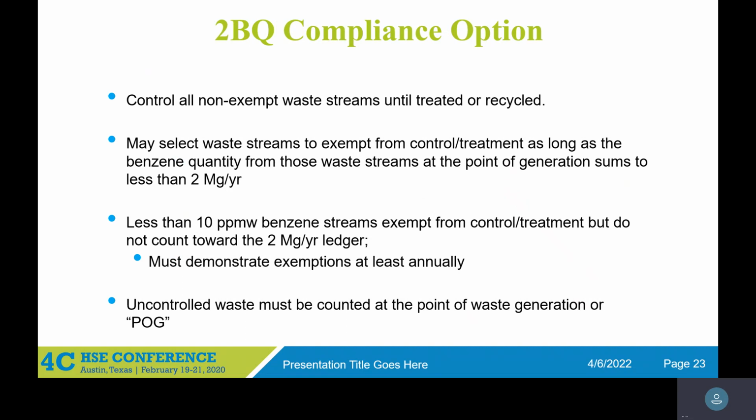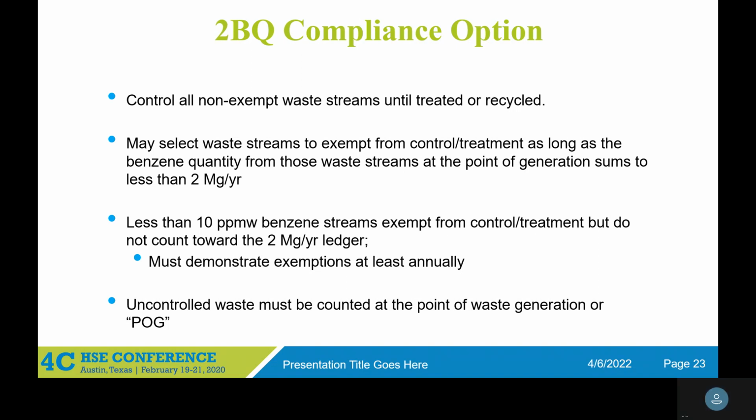So your 2 BQ facility is where you control all non-exempt waste until it is treated or recycled back into the process. The big one, like we were talking about earlier, is when it goes into a feed tank, or where you treated it. It went through your enhanced biodegradation unit, the bugs, it's been treated, it's been destroyed. That's where the BWON program ends.